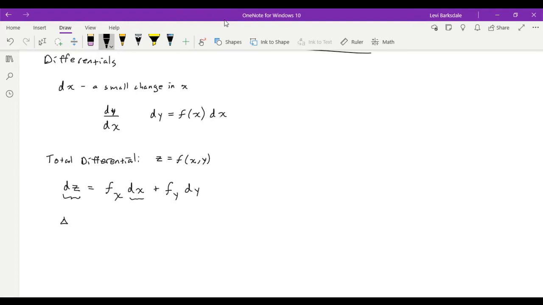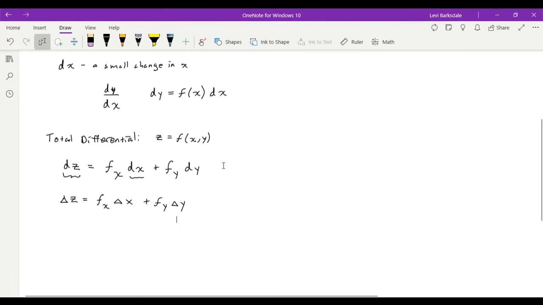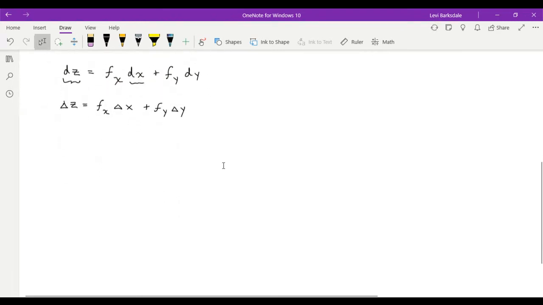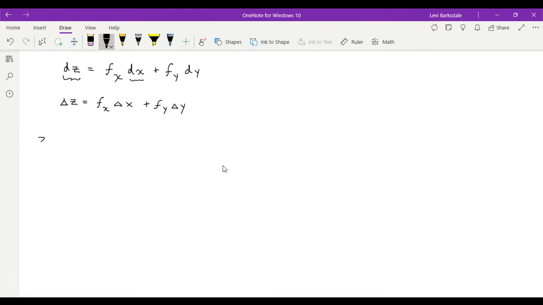So specifically, if we had actual changes in x and actual values for our change in y, we can use this to get an actual change in z. So let's go ahead and do an example, kind of illustrating this concept. Let's say you have the function z is equal to 3x squared y minus 2xy cubed.